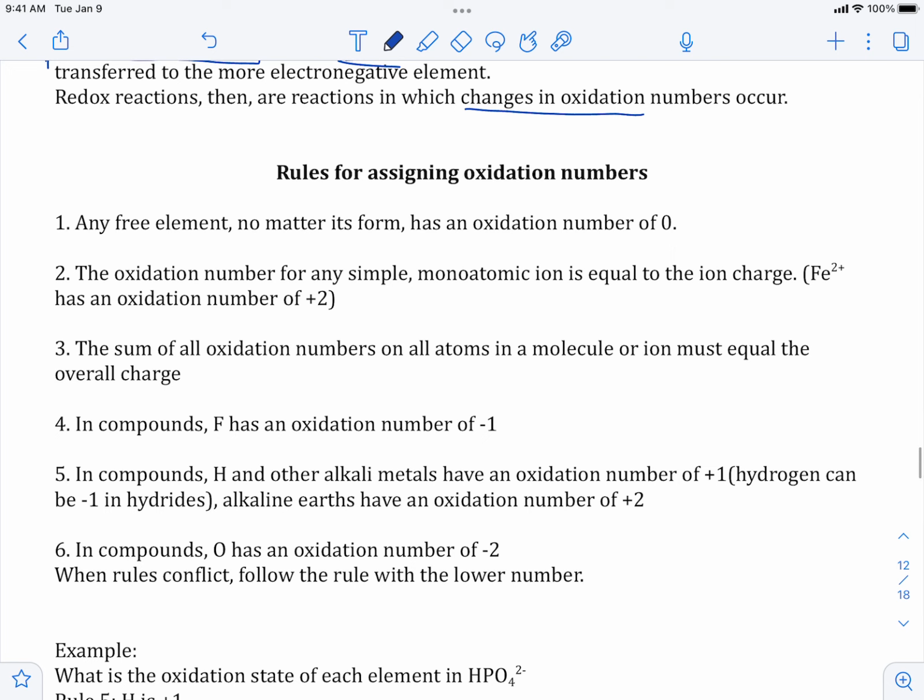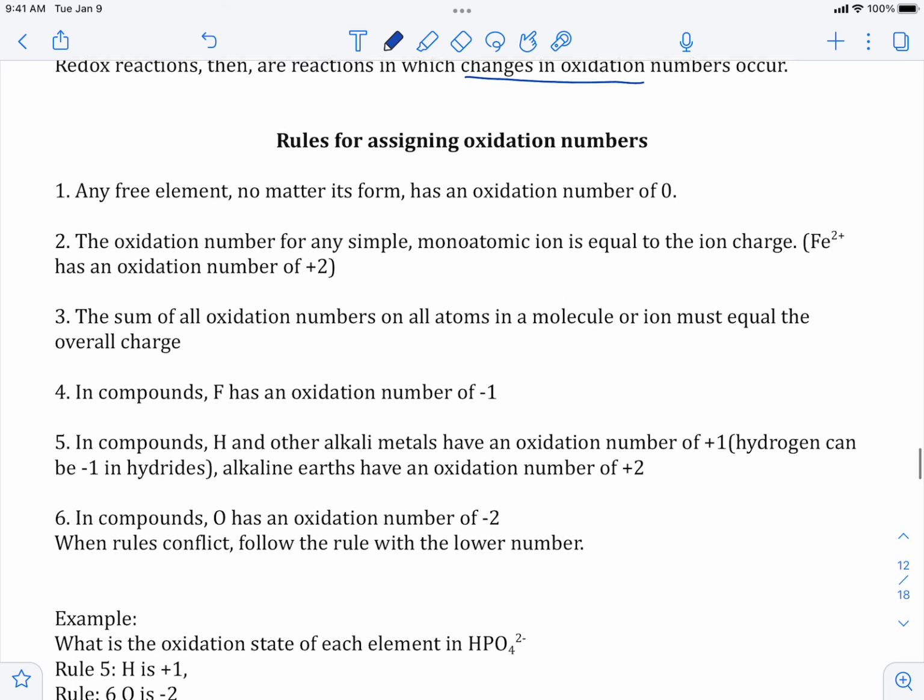Now, in a compound, we need to be able to evaluate a compound, and we need to assign oxidation numbers, and there are 6 rules. It seems like, oh man, more rules to remember. But to be honest, these are kind of like common sense, right? So it's really not as many rules as you think. Okay, so let's go through them.